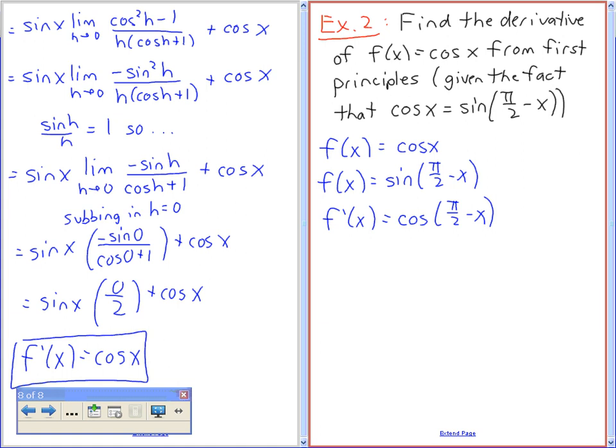Derivative of the inside. What's the derivative of pi over 2? No. Zero. The pi is actually going to be 0 because pi is a number, right? 3.14. So what's the derivative of pi over 2 minus x going to be? Negative 1.